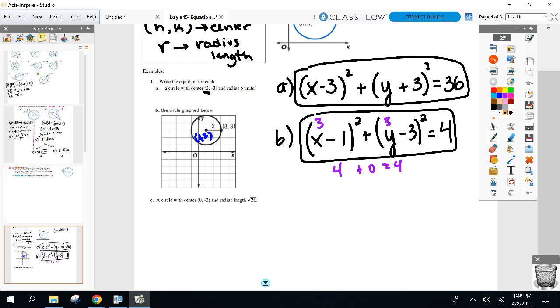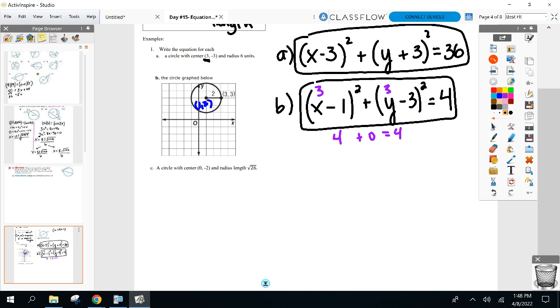All right, part C. Center at 0, -2, and a radius length of radical 26. All right, let's see how we do here. X minus 0 squared, plus, what's going to be here with the y now? Plus 2, right? And 26. Just 26, right? Because radical 26 squared, that's how you get 26.